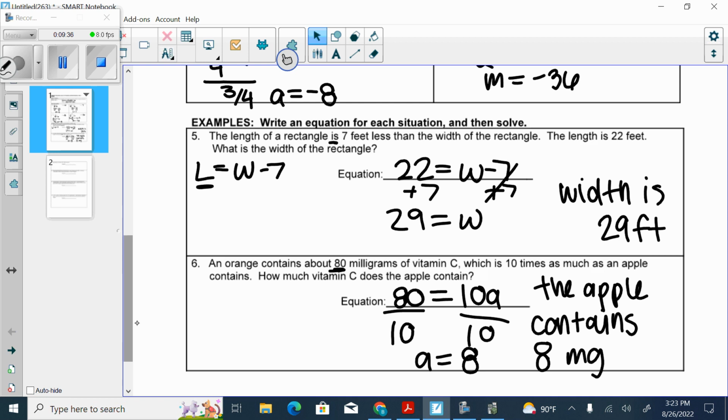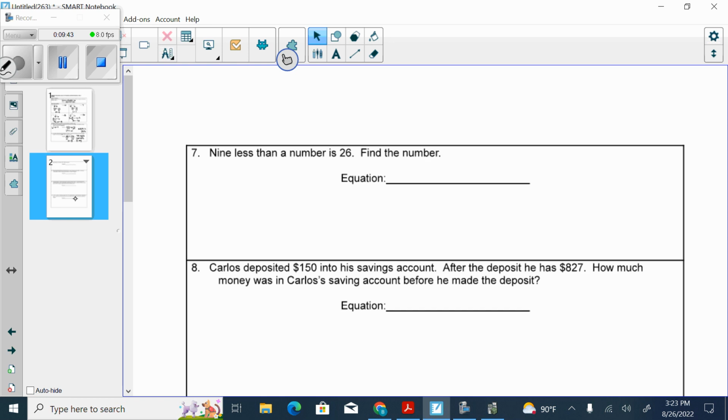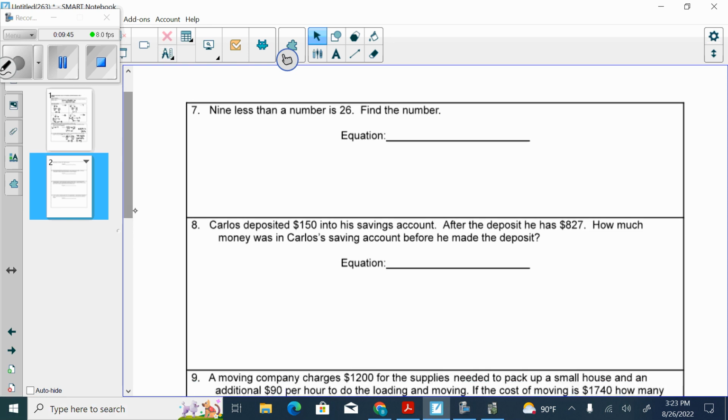Okay, so once you got that one, let's flip it over onto the back. Look at number 7. All right, number 7 says 9 less than a number is 26. Find the number. So 9 less, what does that mean we're doing? Minus, right? I'm taking 9 away. Minus 9 from something. It says minus 9 from a number. Do we know the number? No. So what's that going to look like? Very good. So a number minus 9.